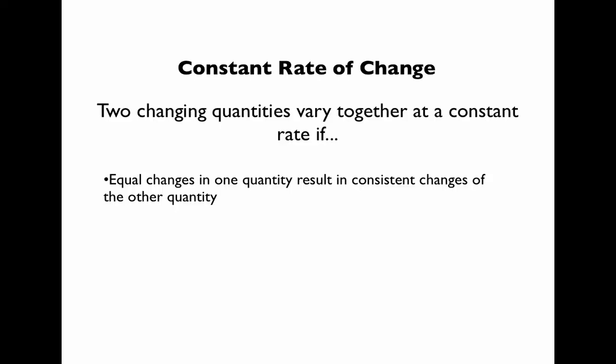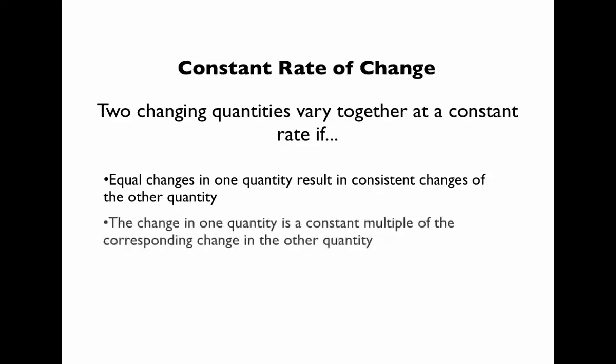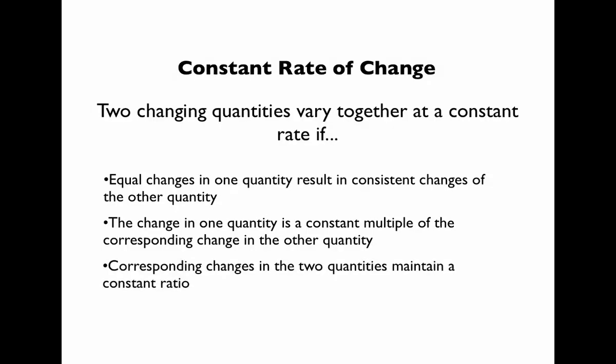And I'm going to show you examples of this in a second, or an illustration of this. But this should be familiar. The change in one quantity is a constant multiple of the corresponding change in the other quantity. And then corresponding changes in the two quantities maintain a constant ratio. Okay, so hopefully these are more than just complicated statements, right? It should make sense.